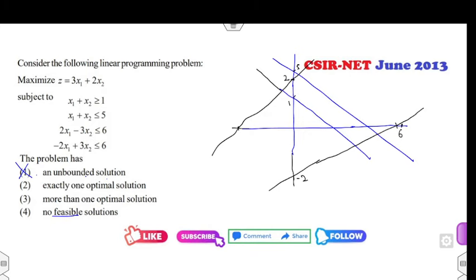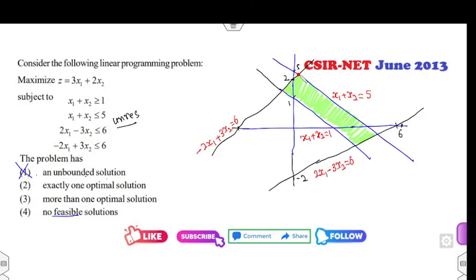Because x1 and x2 are unrestricted, x1 can be positive and x2 can be negative. So my feasible area is this complete portion. Now once you can write the feasible area, can you find the coordinates? This is the line of minus 2x1 plus 3x2 equal to 6. This is the line of 2x1 minus 3x2 equal to 6. This is the line of x1 plus x2 equal to 5. And this is the line of x1 plus x2 equal to 1.